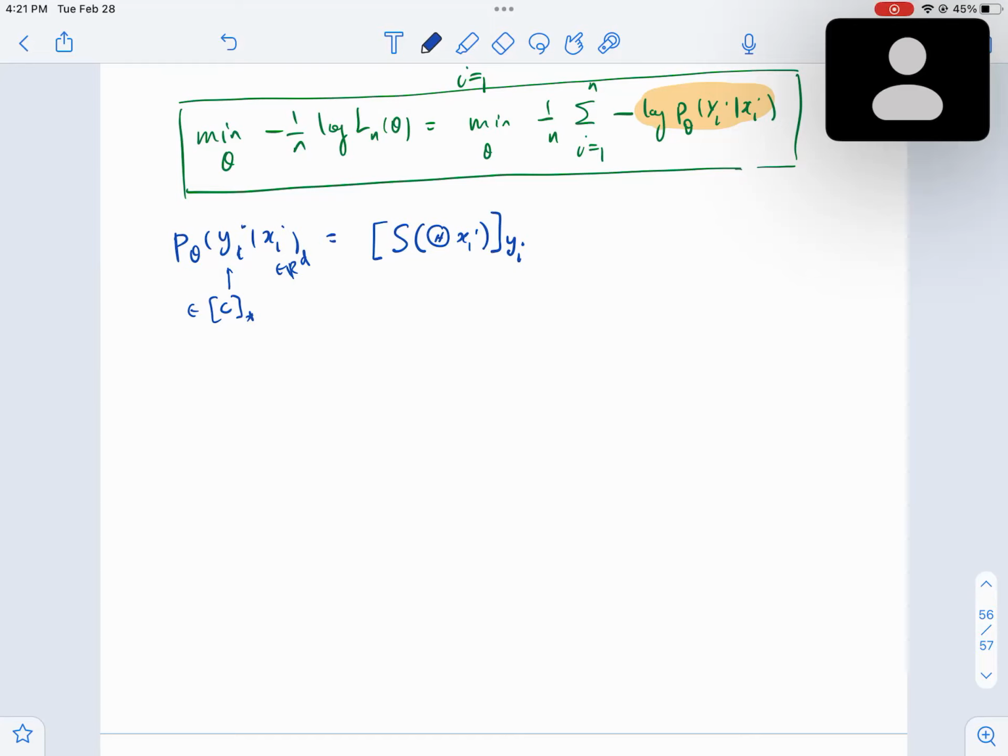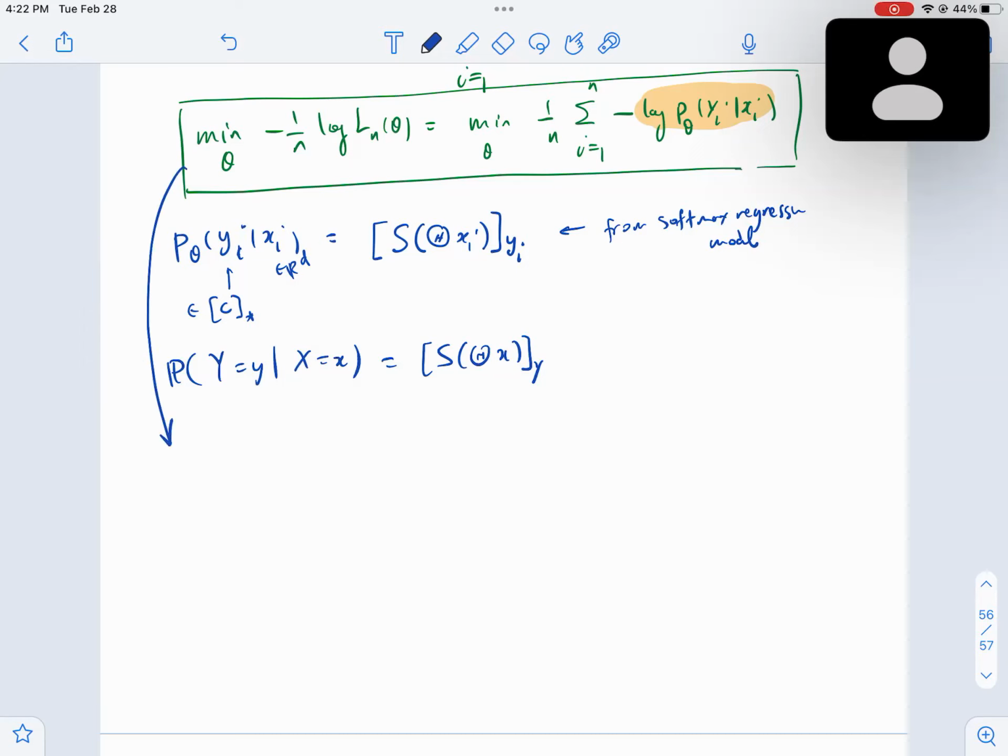You just plug into this: P(Y = y given X = x) is equal to s(theta x) at coordinate y. You're plugging in x_i, and y is y_i, that's my observation. That gives you the probability of observing that particular combination of x_i and y_i under your model. So that's from the softmax regression model. This is where our model comes in.